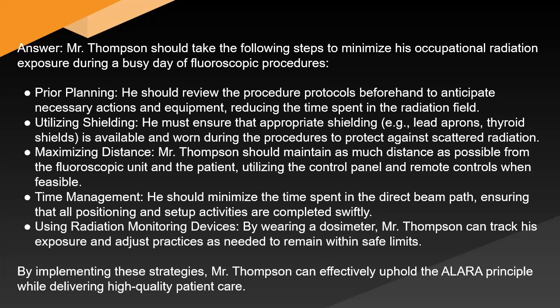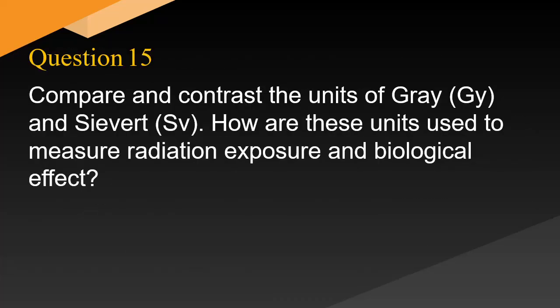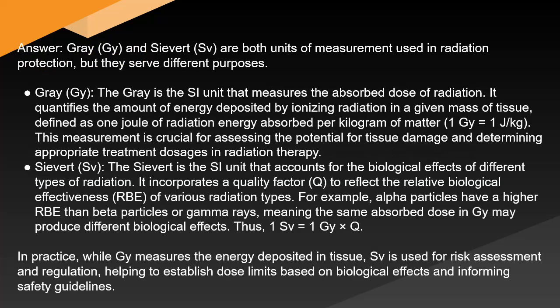Compare and contrast the units of Gray (Gy) and Sievert (Sv). How are these units used to measure radiation exposure and biological effect? Answer. Gray (Gy) and Sievert (Sv) are both units of measurement used in radiation protection, but they serve different purposes. Gray (Gy). The gray is the SI unit that measures the absorbed dose of radiation.